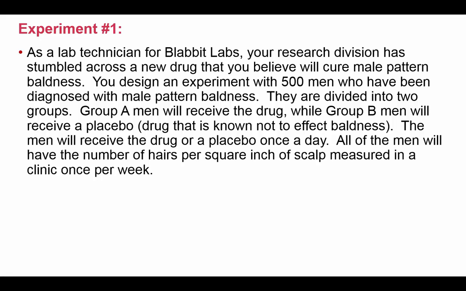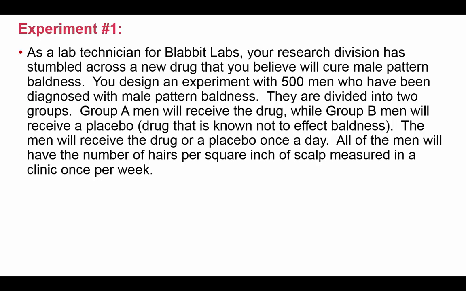The men will receive the drug or placebo once a day, and all of the men will have the number of hairs per square inch of their scalp measured in a clinic once per week. So based on that information, take a few moments to determine the experimental group, the control group, the independent variable, and the dependent variable. We will go over these answers in class. So here's your experiment again. If you wanted to read through this, you can pause now to determine those two variables and those two groups. And again, we'll go over these answers in class.